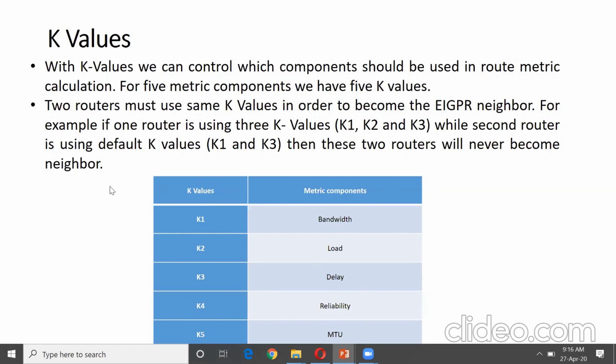The condition is that two routers must use the same K values. Then only can they become neighbors. Even though the connection is there, if router 1 is using 3 K values and router 2 is using 2 K values, they cannot become neighbors of each other. For example, if one router is using K1, K2, K3, while the second router is using the default K values K1 and K3, then those two routers will never become neighbors. Why? Because their K values are different. So the K values should be the same between two routers.